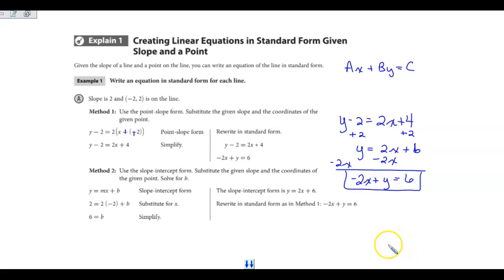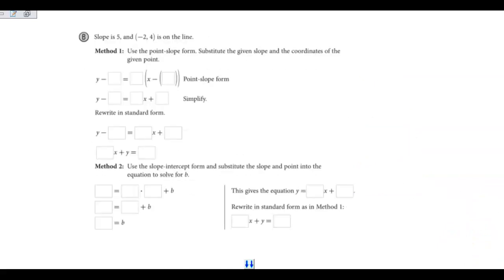We can use a slope-intercept form, which we did here, to write it in our standard form. So our slope-intercept form was y equals 2x plus 6, and we just moved our 2x to the front, and we get -2x plus y equals 6, which is the same as we have here. Okay, let's go to the next.